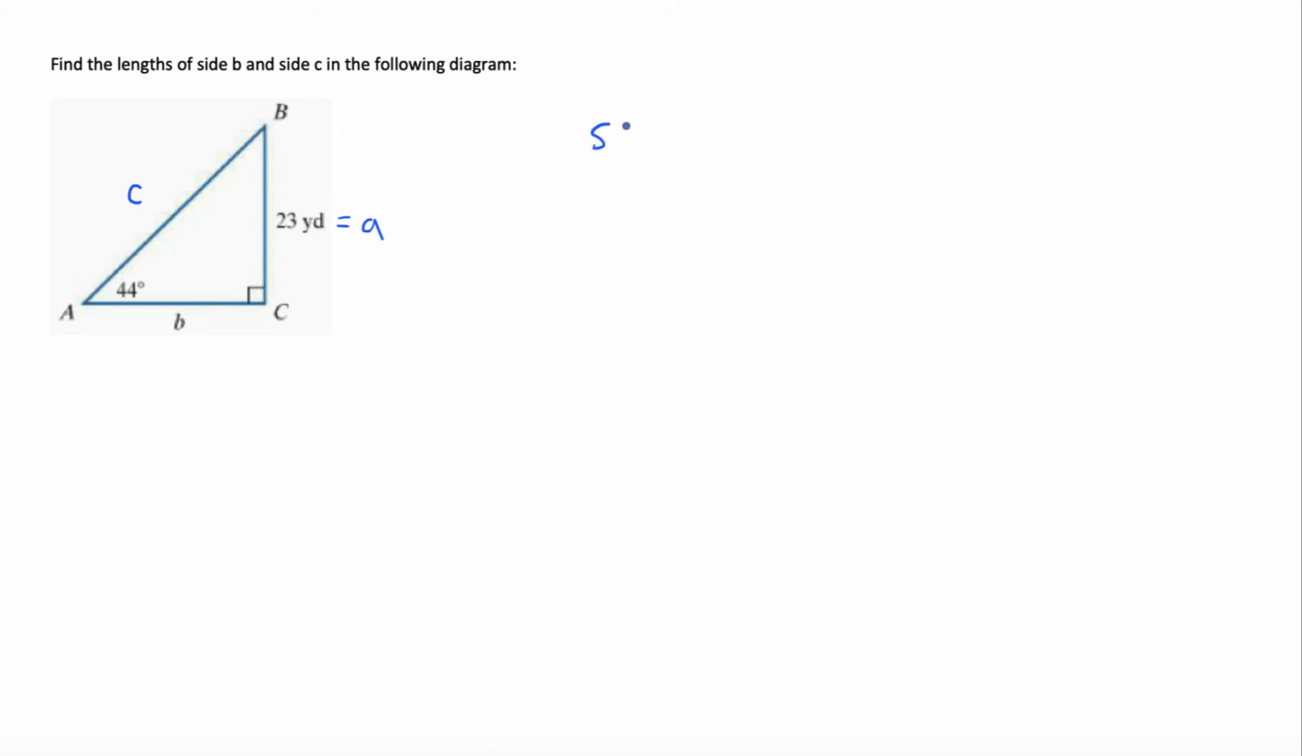Remember, we have SOHCAHTOA, which gives you the relationship between sine, cosine, and tangent here. Okay, so in this case, our job will be to determine which of these to use in order to find B and in order to find C. So let's take a look. In terms of the 44-degree angle, this is the opposite side, and this is the adjacent side.